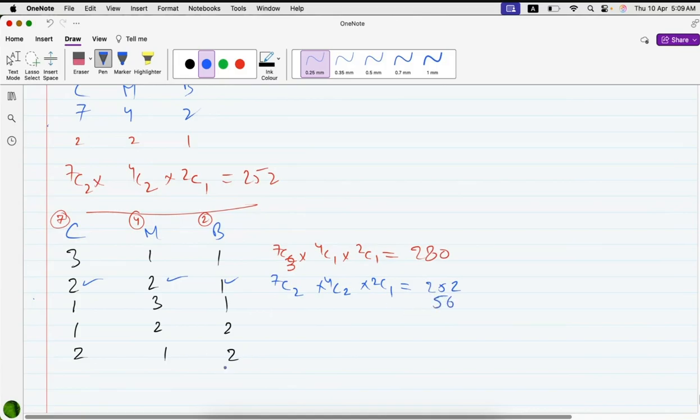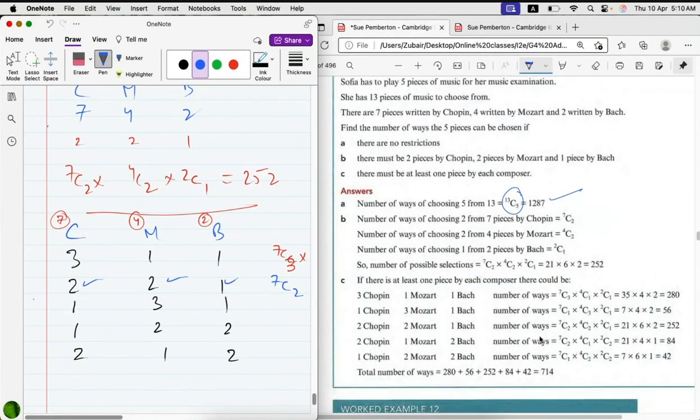Then I have 1, 2, 2, which is 42. And the last one is 2, 1, 2, which is 84. All done. 280 plus 252 plus 56 plus 42 plus 84 is 714. I just hope we're getting the same answer. 714.